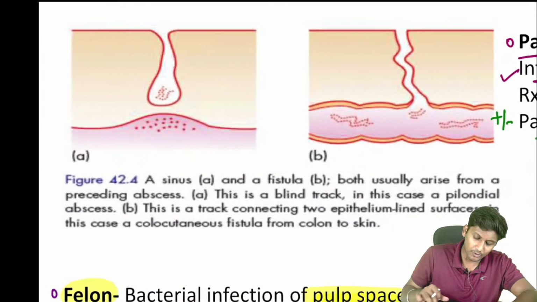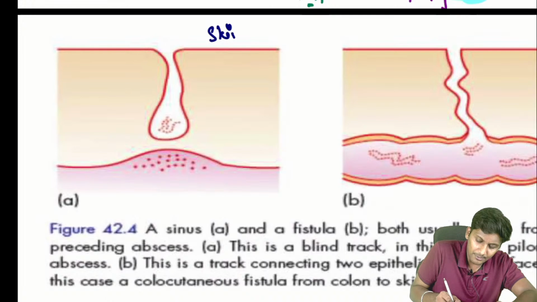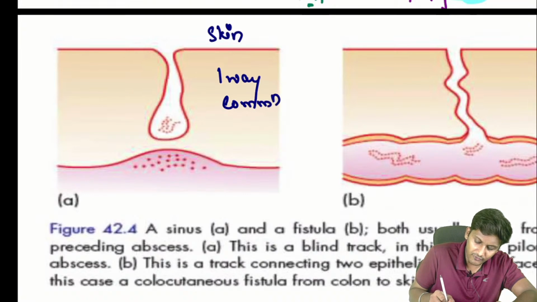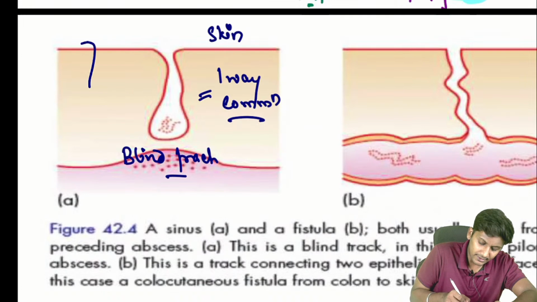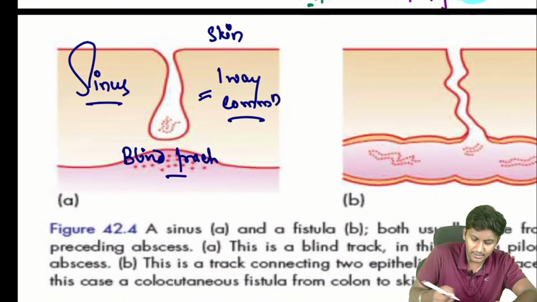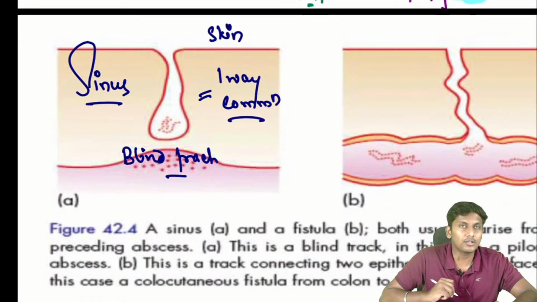Next important is, if there is a one-way communication with skin, this is your skin, for example, and can you see there is a one-way communication with skin, and a blind tract is getting formed. This is what is called a sinus. What is a sinus? It is a one-way communication with skin. It is nothing else but a blind tract, and that is what is known as a sinus.